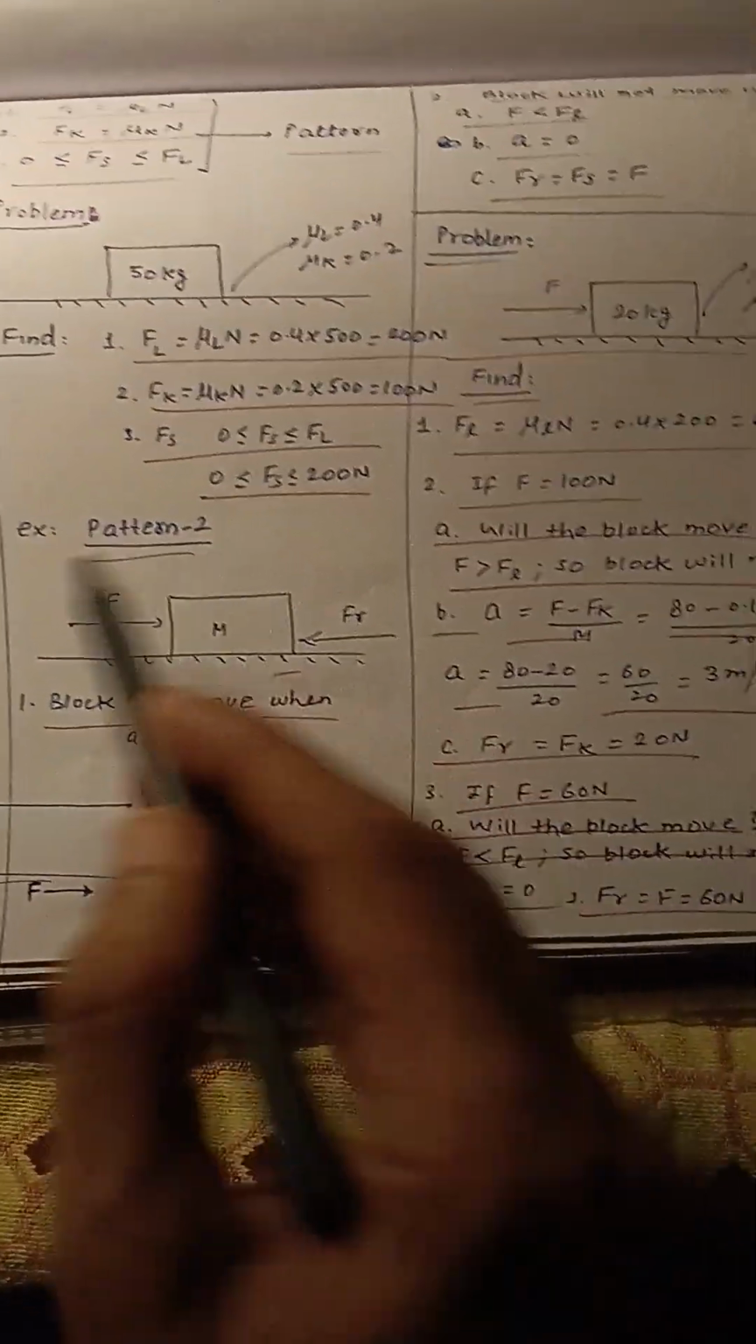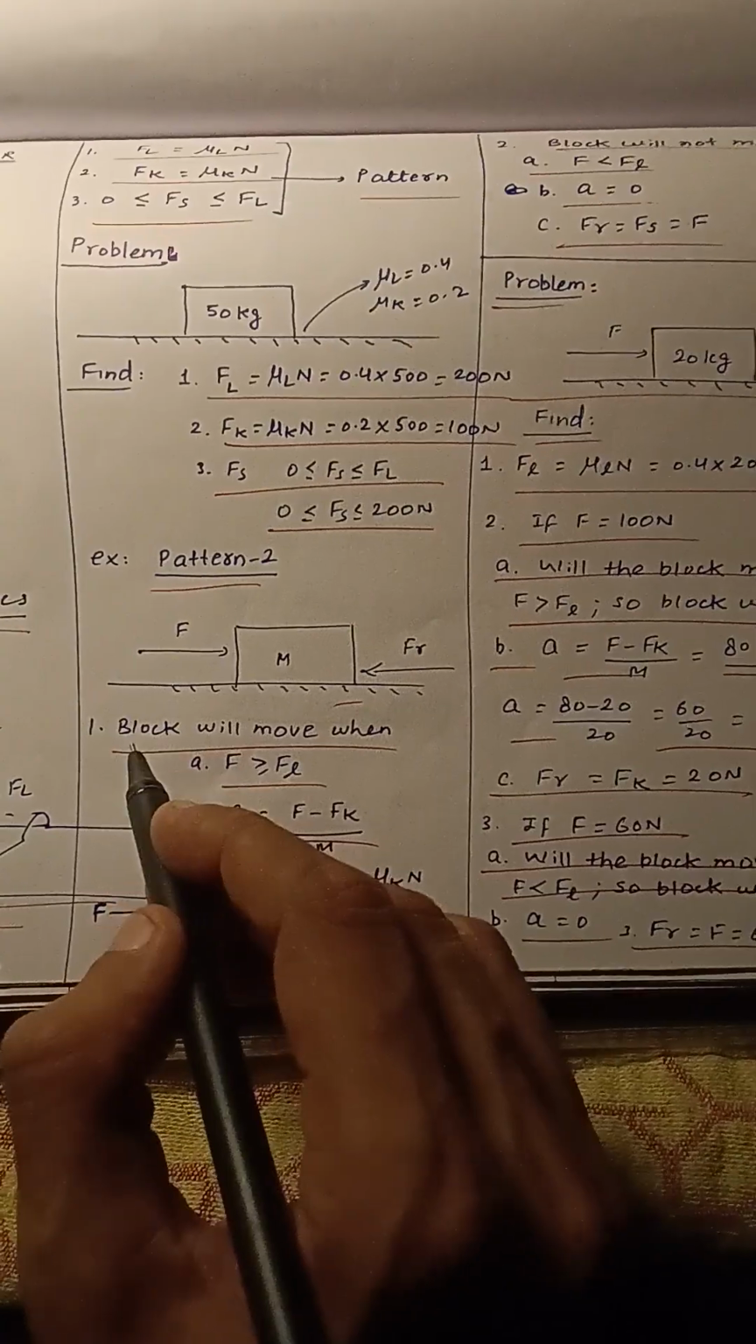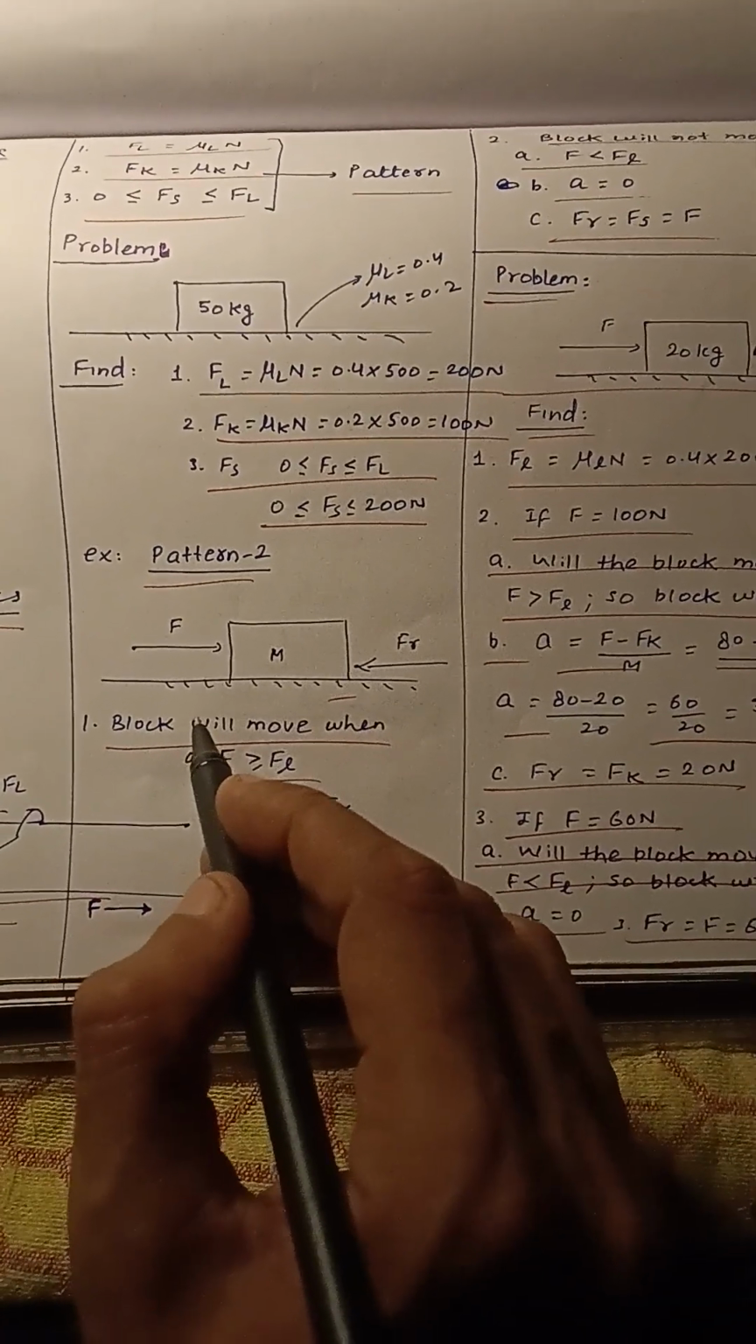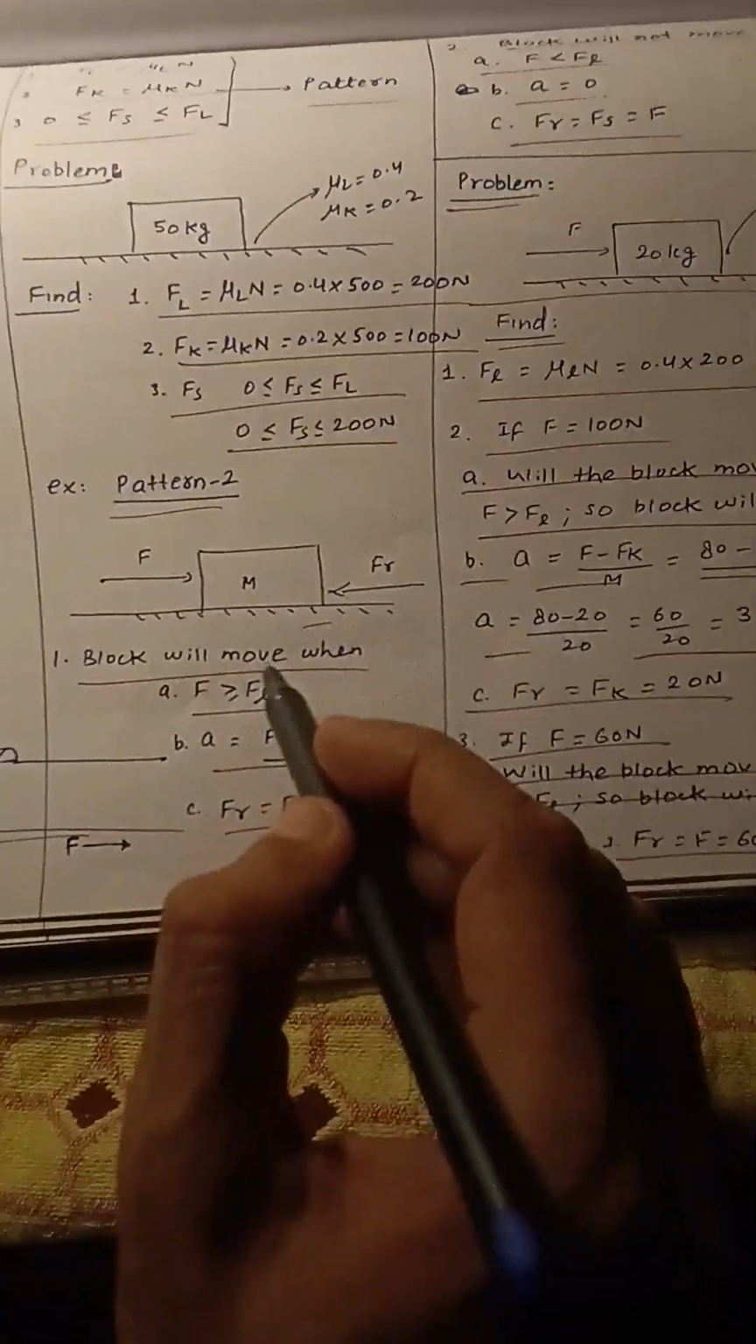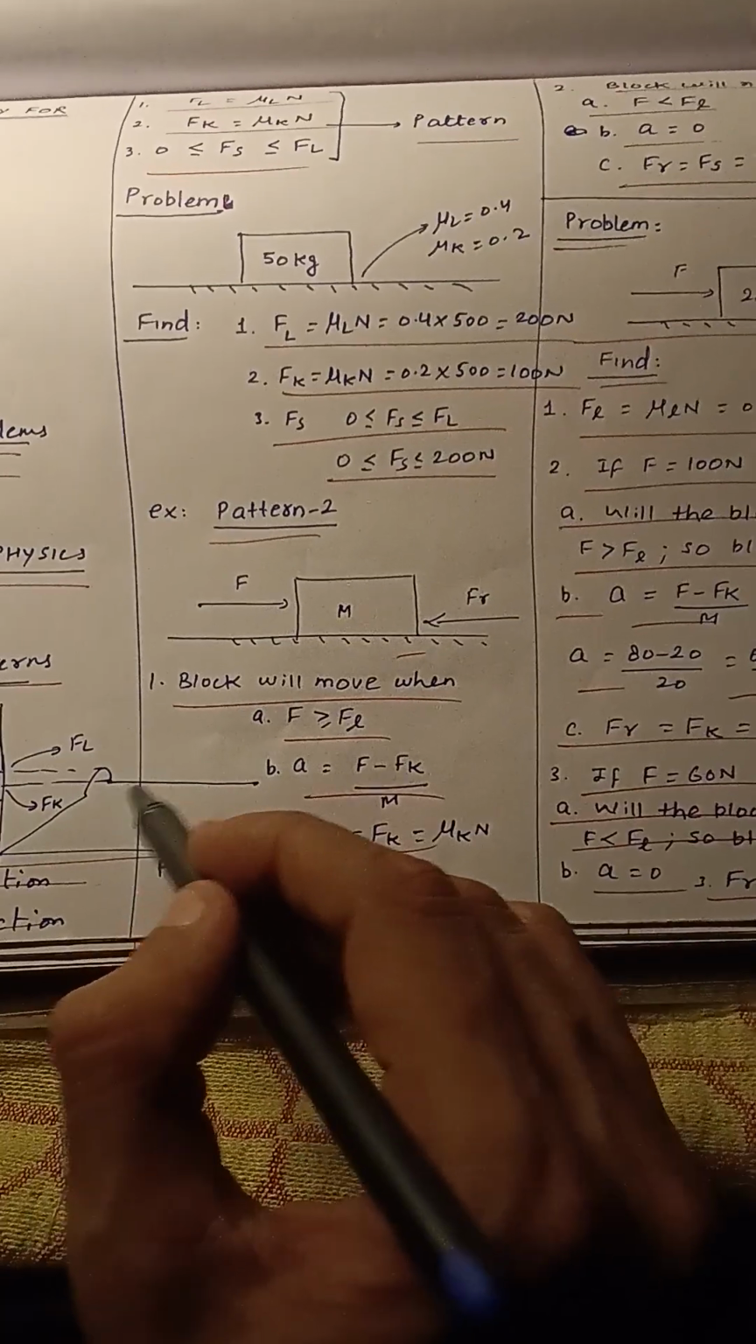Let's see another example, pattern 2. Now there is a pattern for under what condition the block will move. So from the graph we can analyze that the block will start moving when the force exceeds the limiting friction.